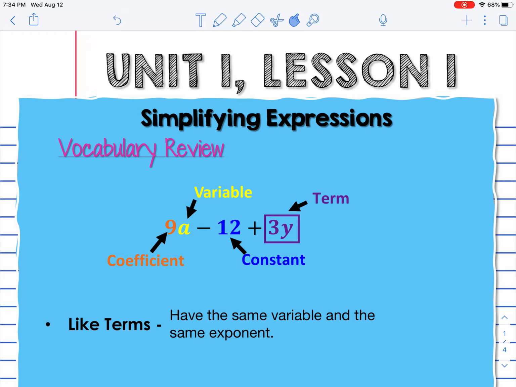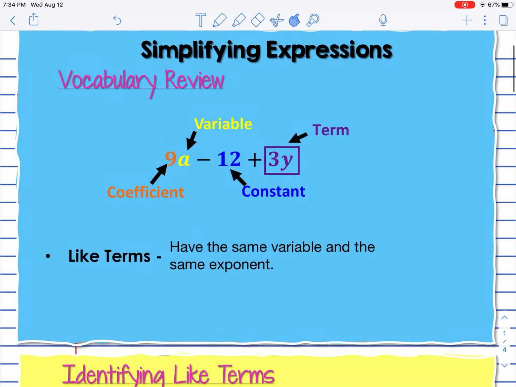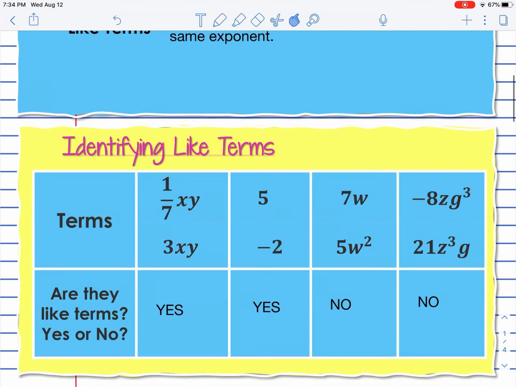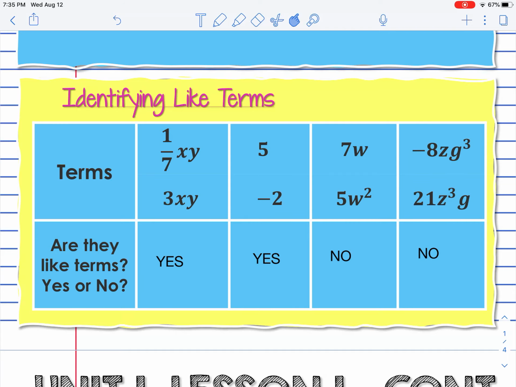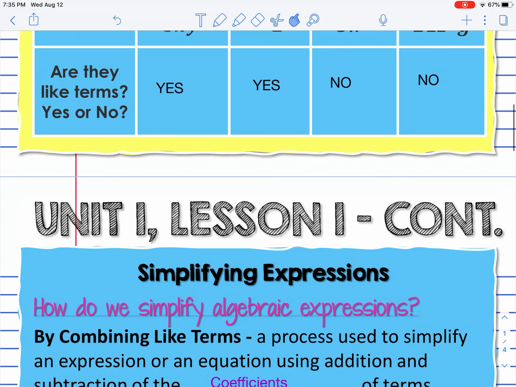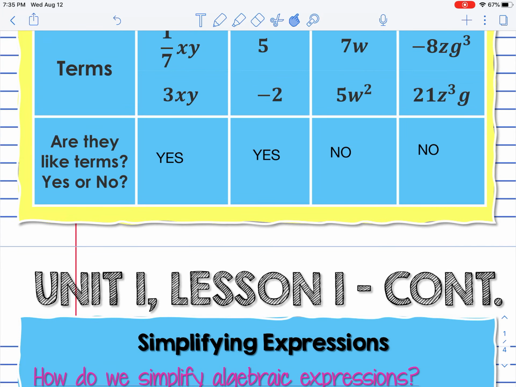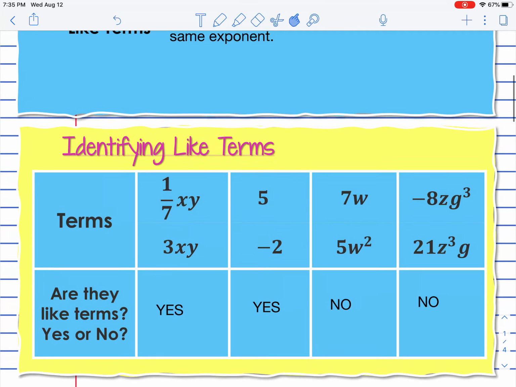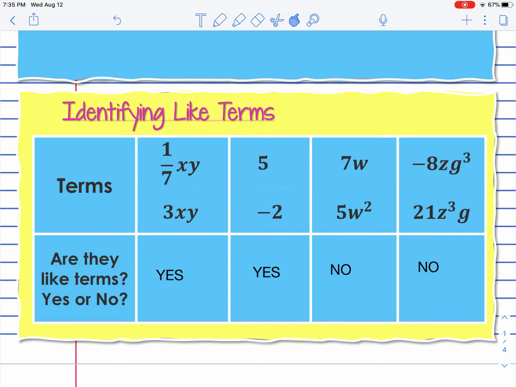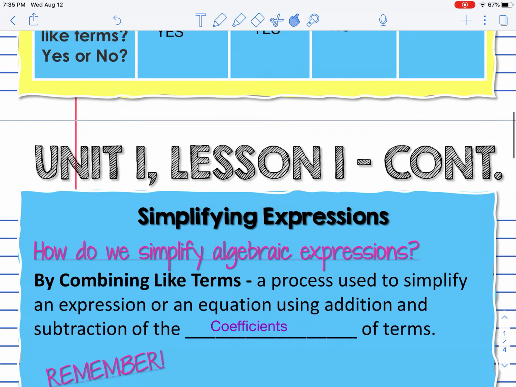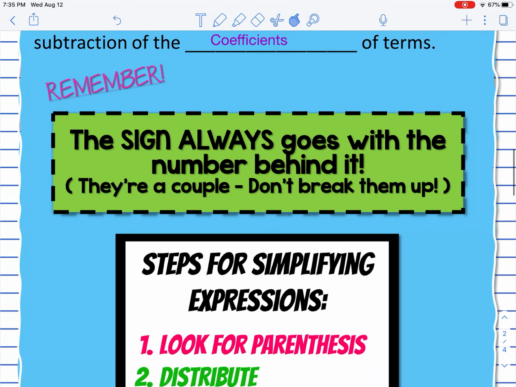Okay, so hopefully you've opened up your journal. These are the pages that we started on yesterday. So we filled in all of this, and we talked about like terms. What is a like term? We identified some, and hopefully you've made it through that activity yesterday. Just reinforcing what is a like term, what's not. Remember, like terms have to have the same variable and the same exponent on the variable. Okay, the same letter with the same power, basically.